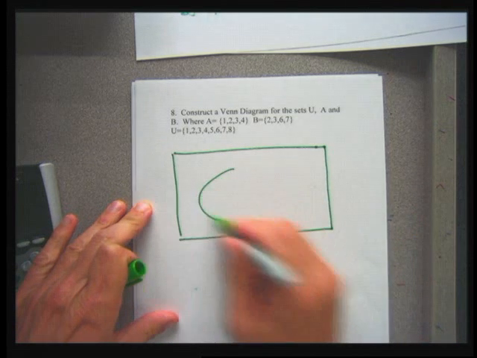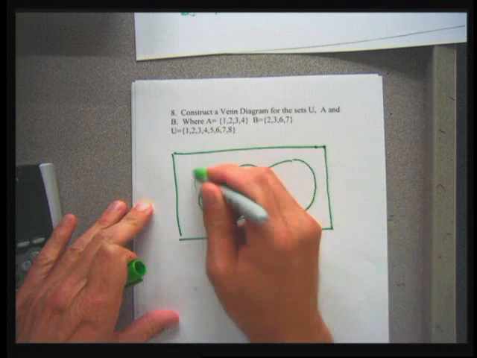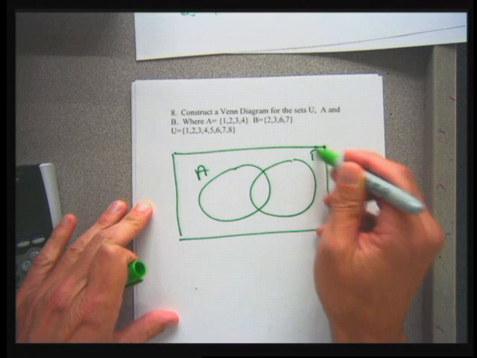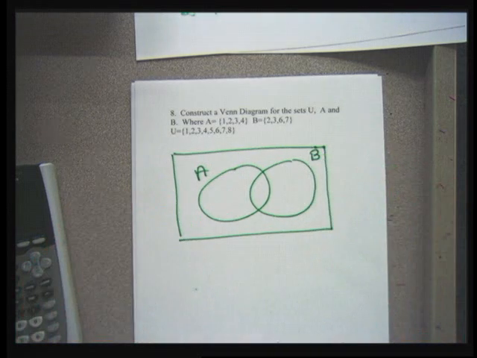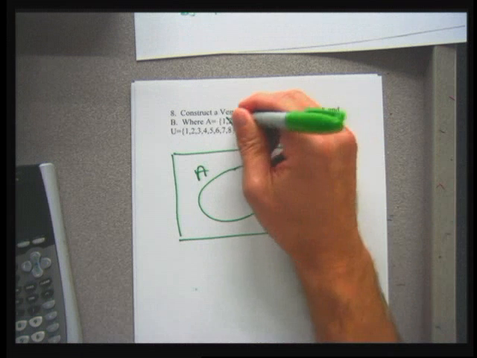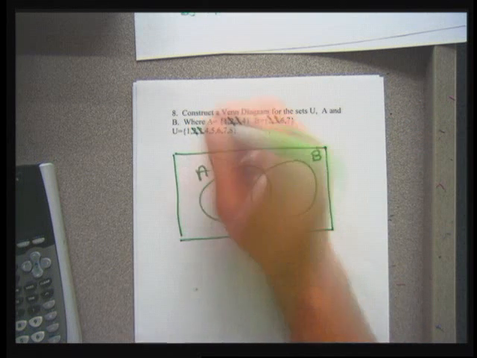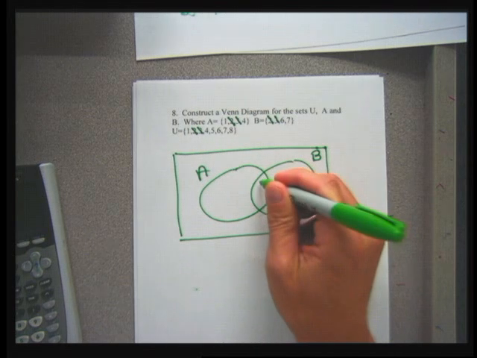I only see 2 letters. Well, I see a U, but the U is the whole rectangle. I'm going to make a set and call it A, make a set and call it B. And I fill in Venn diagrams from the dead center. So I find the overlapping numbers. B and A and U all have the numbers 2 and 3. I'm going to put those dead center.